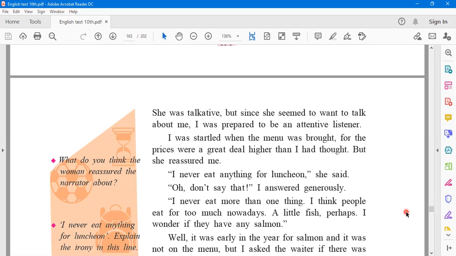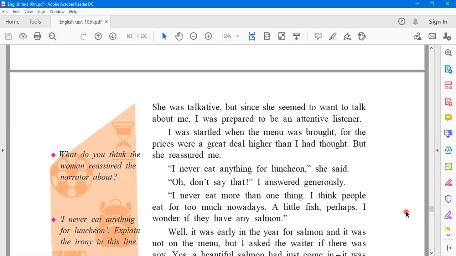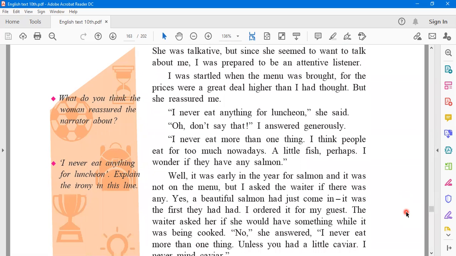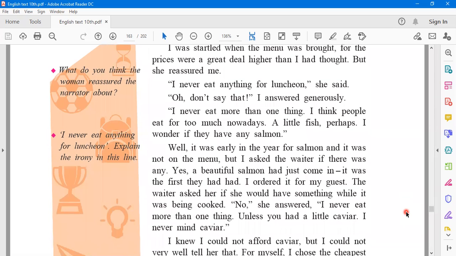So what is the first thing that she orders? A little fish, perhaps. I wonder if they have any salmon. So salmon is a kind of fish. Well, it was early in the year for salmon, and it was not on the menu. The very first dish that she ordered was something that was not there on the menu card.